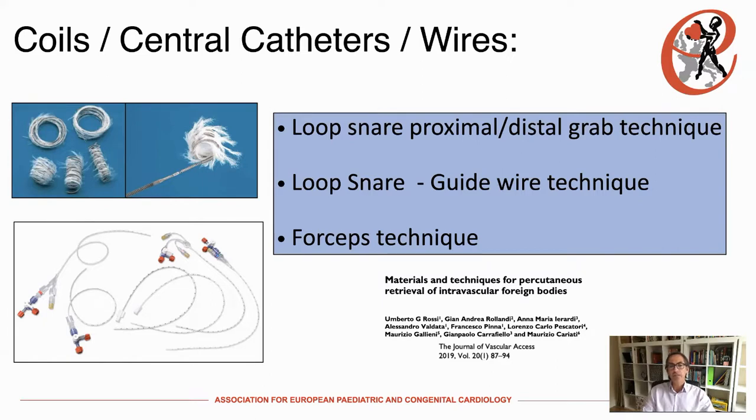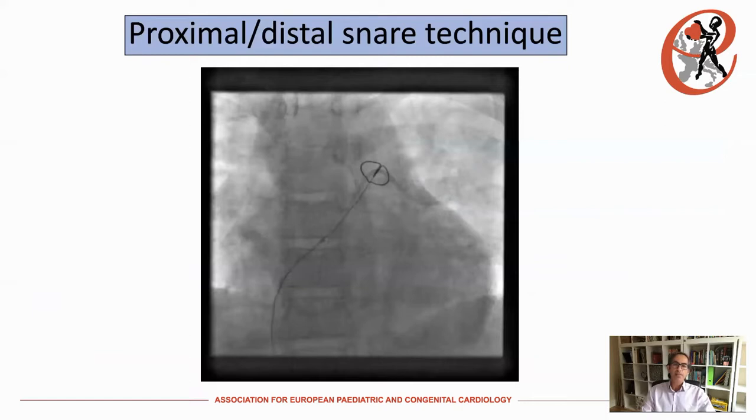There are multiple retrieval techniques that can be used, but the most frequent ones are listed here. For additional techniques, I recommend reading this detailed article by Rossi and colleagues. The proximal or distal snare technique is the most frequently used and basic technique to retrieve coils, catheters, guide wires, and devices, when one of the ends is accessible and can be snared.